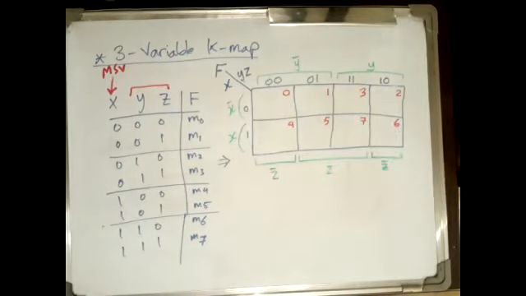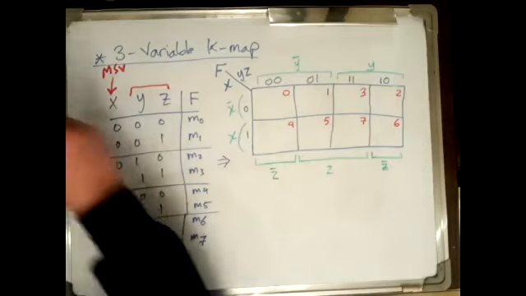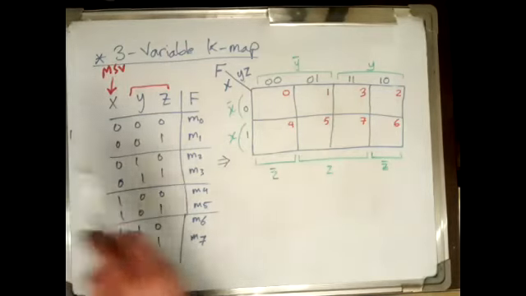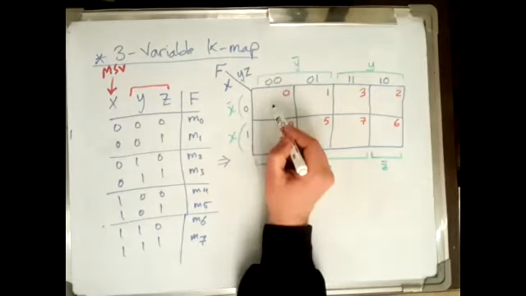And let's try to figure out what is the logic expression for each of these squares. For this square, for example, it is very straightforward. If I ask you where is the location of this square in terms of x, y, and z?